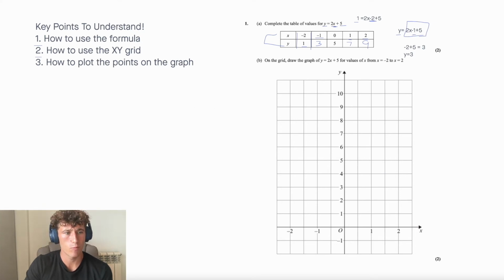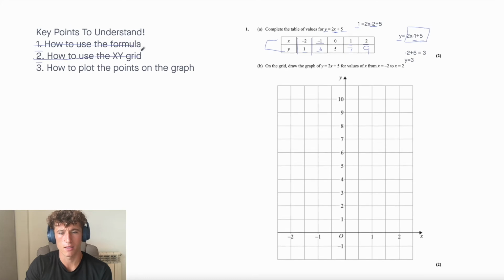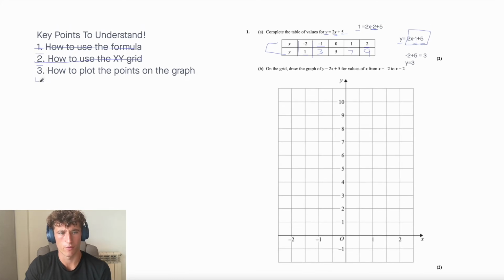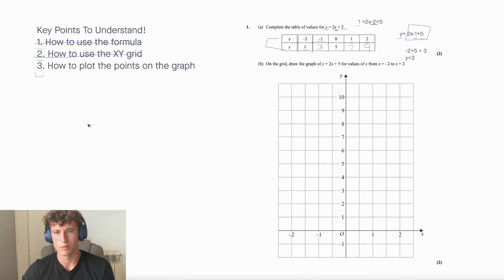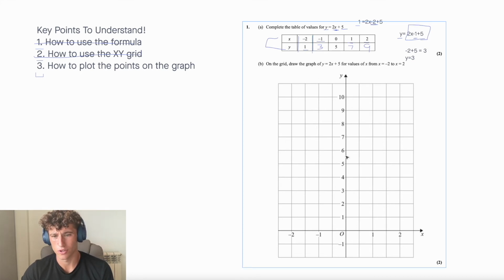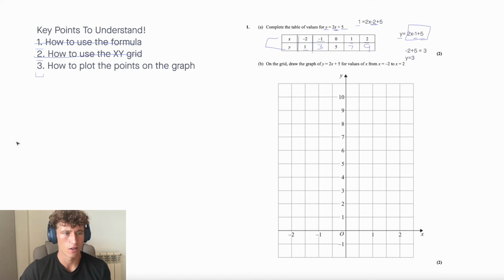But that is point 1 and point 2 ticked off. So how do we use the formula and how do we use the x, y grid? Now let's move on to point 3. Point 3 is we now need to plot these numbers or these points onto the graph. And how do we do this? It's actually pretty simple. All we do is block them off as if they're pairs. So x is always first, but we block them. So let's say this is pair 1, this is pair 2, 3, 4, and 5.